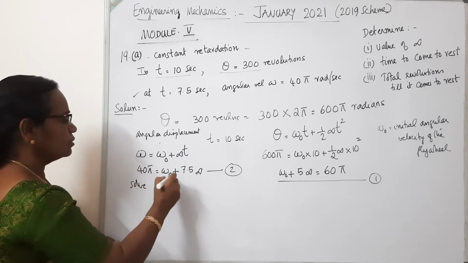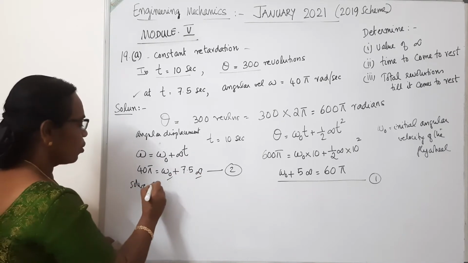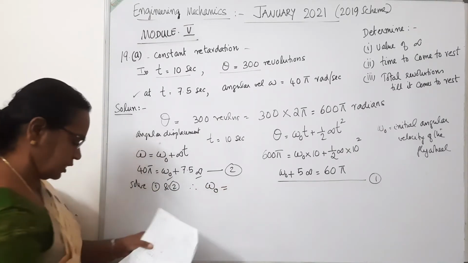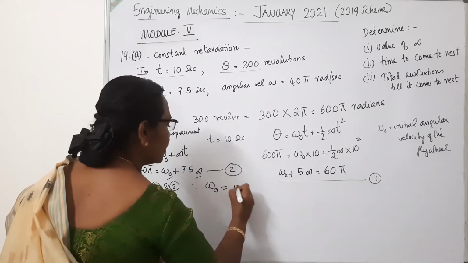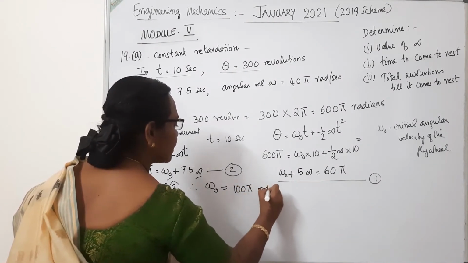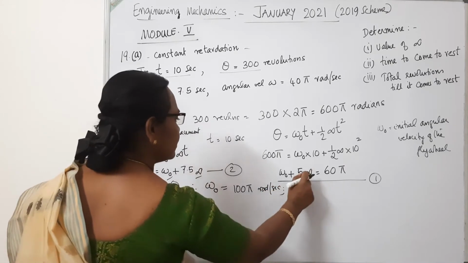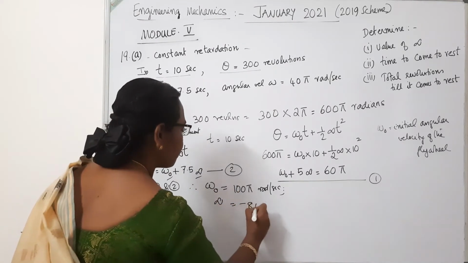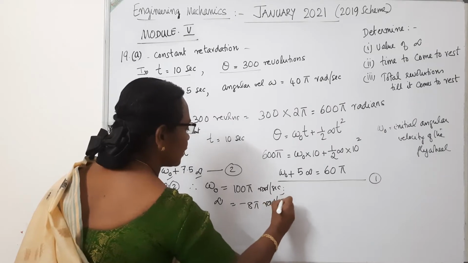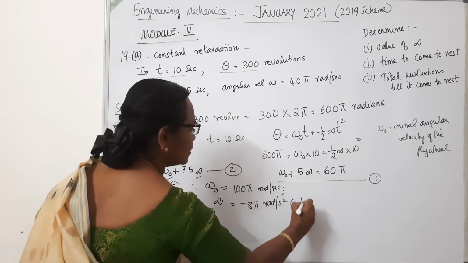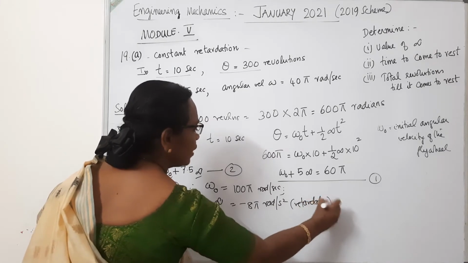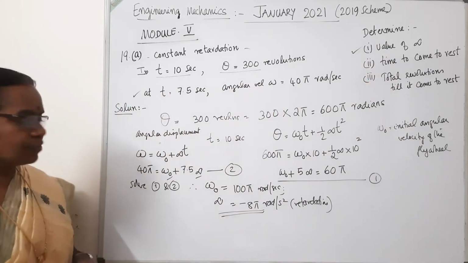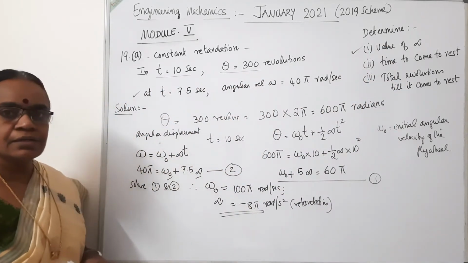There are two equations in which omega 0 and alpha are the unknowns. Solving the simultaneous equations 1 and 2, we will get omega 0, the initial angular velocity, as 100 pi radian per second, and alpha, the angular acceleration, as minus 8 pi radian per second square. It is negative, which means it is retardation. So we have got the answer to the first question: the value of the constant retardation is minus 8 pi radian per second square.